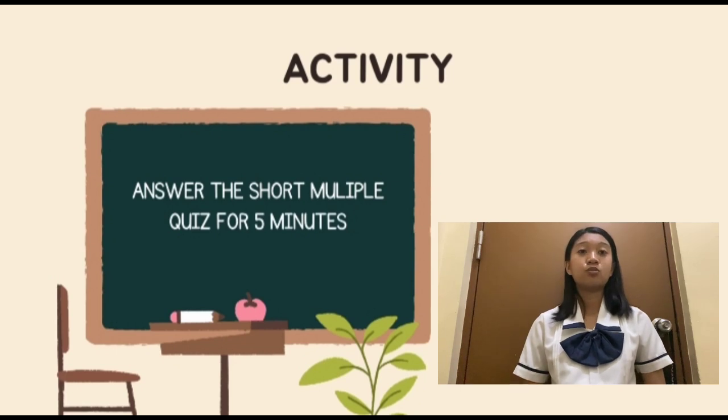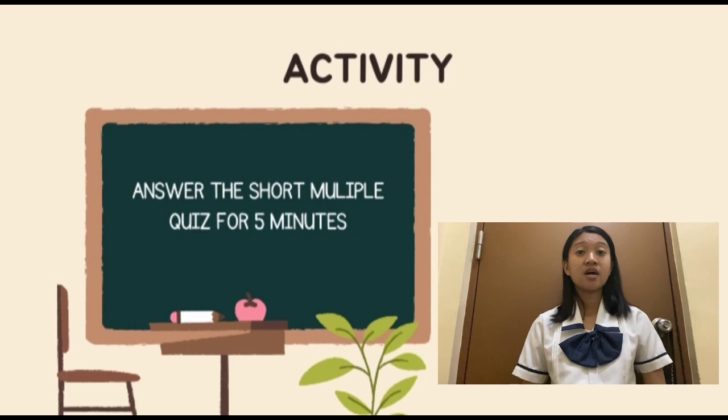Number 7, what is a data breach? Letter A, unauthorized access to sensitive information. Letter B, the act of deleting unnecessary data. Letter C, the purchase of a new storage device. And letter D, a planned update to enhance data security.